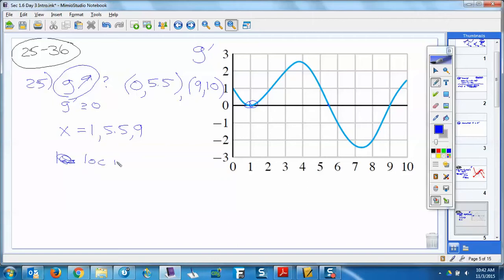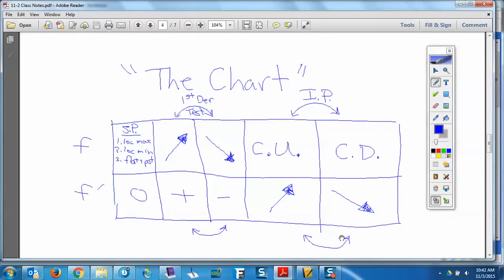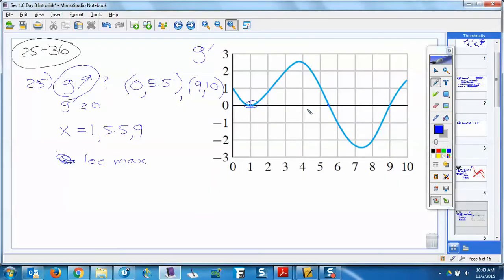What's the first derivative test say? It says g has a local max when g prime switches from positive to negative. When g prime switches from positive to negative, that happens right there. So x equals 5.5 is what we would say, a local max at 5.5. Where does it have a local min? x equals 9, when this goes from negative to positive.